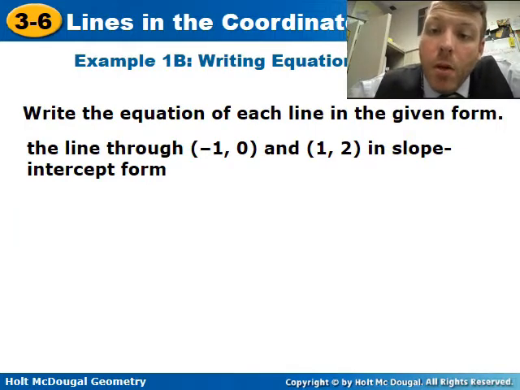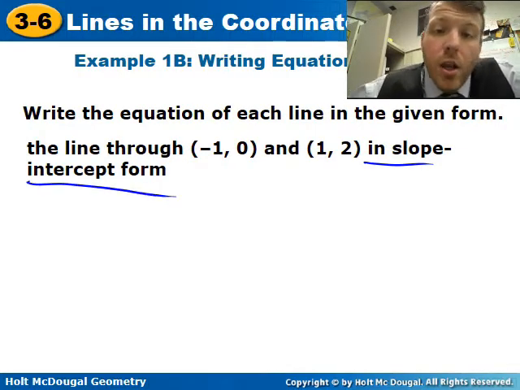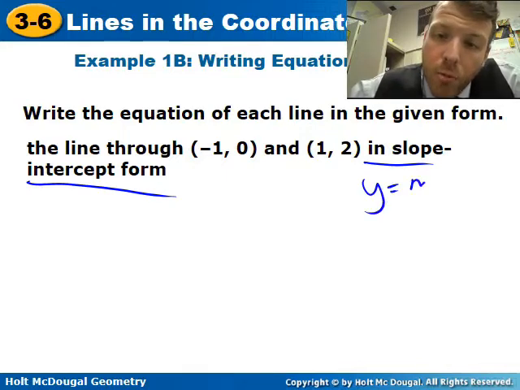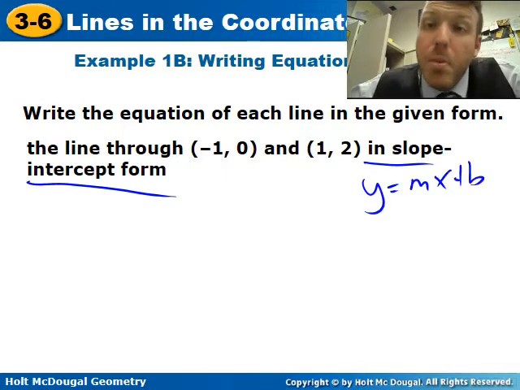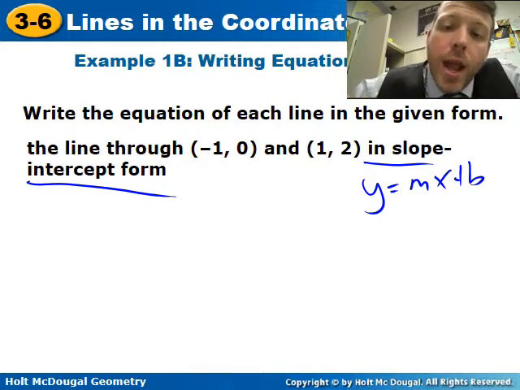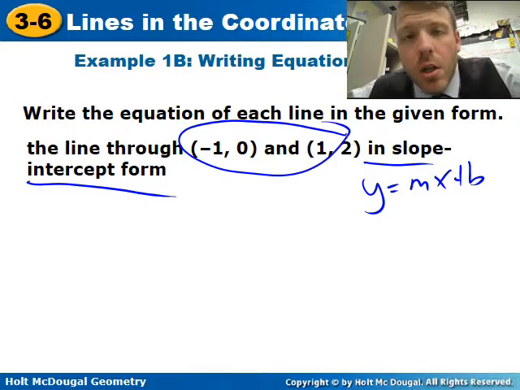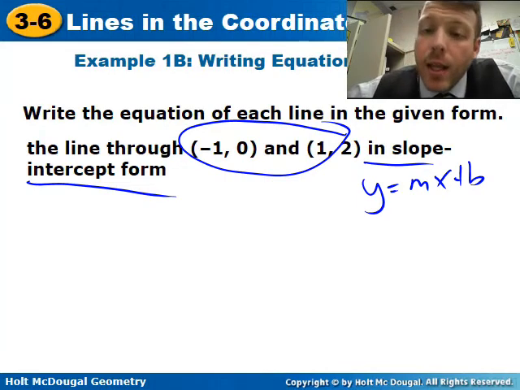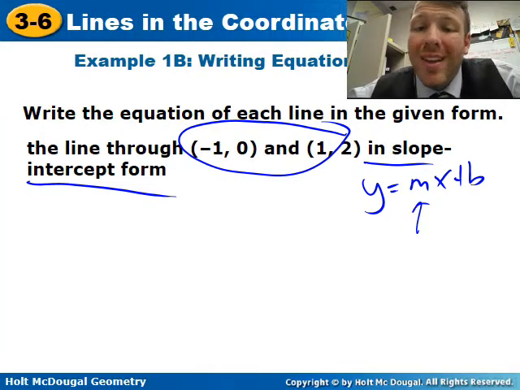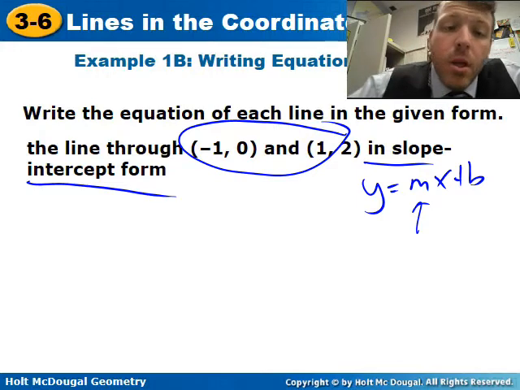Okay, so now what we're going to do is find the equation of a line in slope-intercept form. If you recall, slope-intercept form is y equals mx plus b. Okay? Now, what we have to ask ourselves is, in this given information, do I have anything that I can use to plug into this equation? And the answer is no. I don't know the slope and I don't know the y-intercept. So what I have to do is find the slope to begin with.